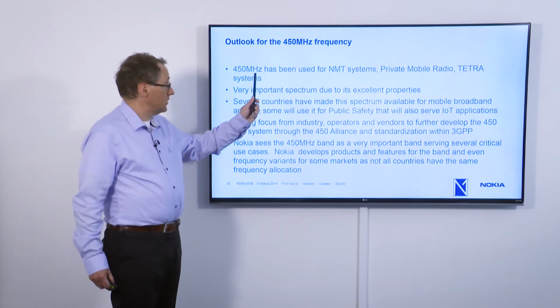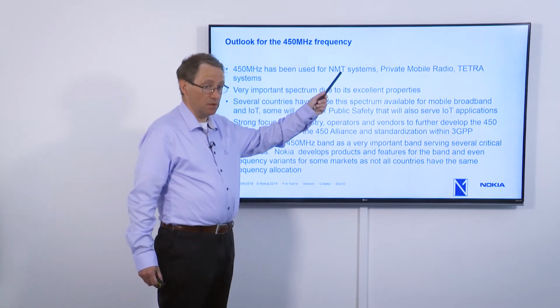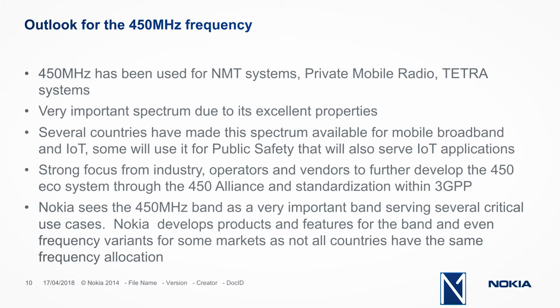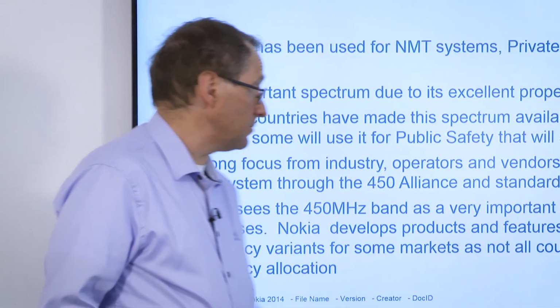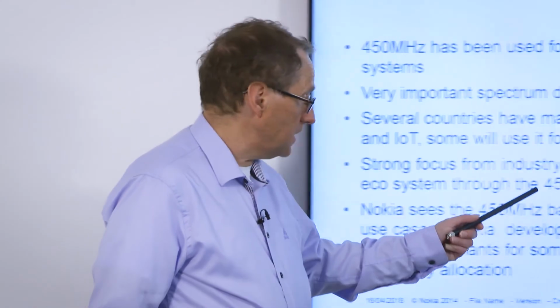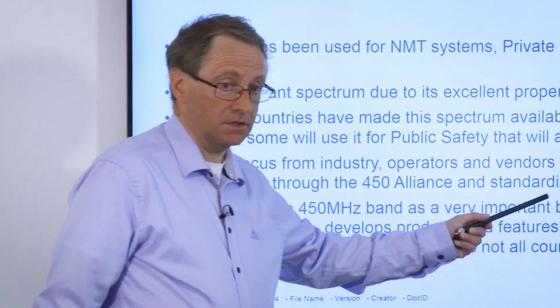Here in the Nordic countries, we have been very happy because we have kept it for mobile systems, most of it. So it has been made available for mobile broadband and IoT in the Nordic countries. Some countries will use it for public safety like Spain. And also within public safety, we have many IoT devices that needs to be served. There is strong focus on this from industry, both users, operators and vendors. And it is an alliance that further developed the 450 ecosystem. We have the 450 alliance and standardization within 3GPP.